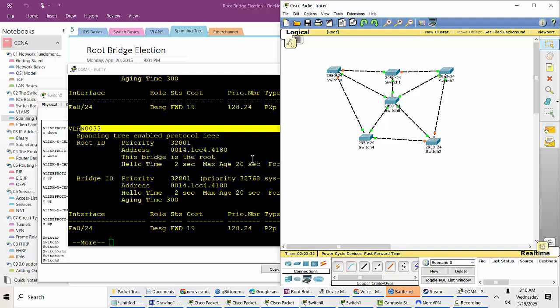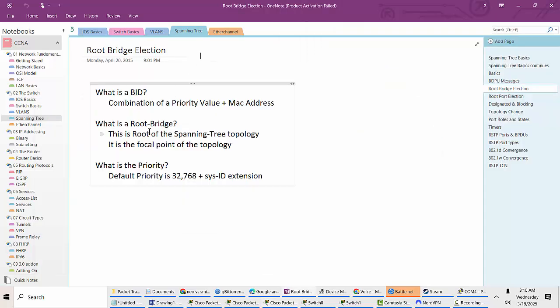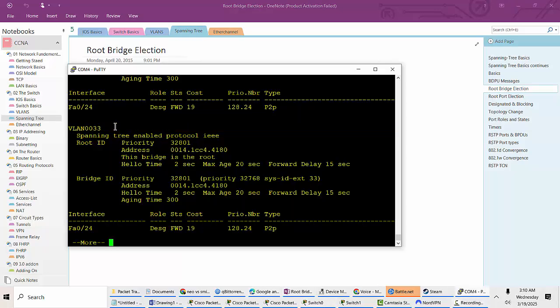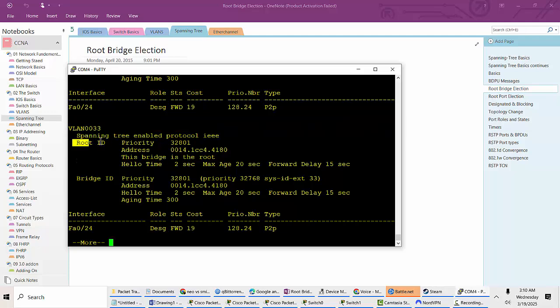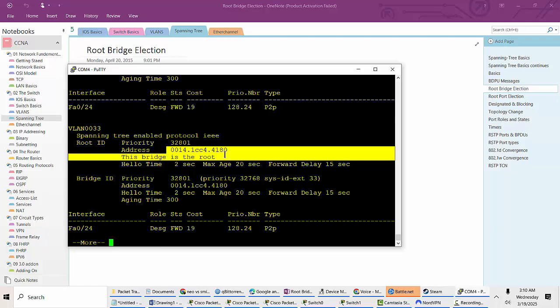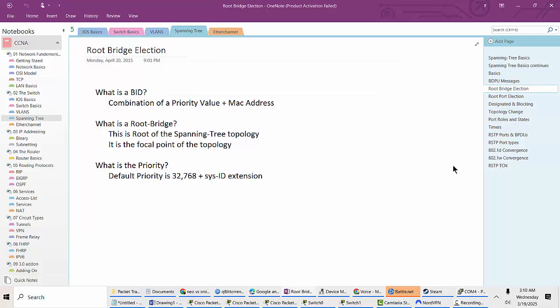This is something you really got to sit down and think about. Our bridge ID is a combination of the priority plus the MAC address. So now, going back, notice that for whatever VLAN we're on, we have our root ID, which is our priority plus our MAC address. And it says, literally, this bridge is the root. And that's it. That's cool. You'll see more later on as we get deeper into it.